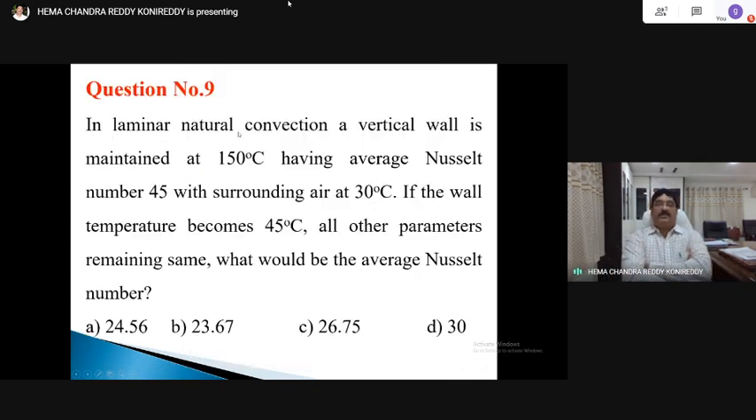In a laminar natural convection, a vertical wall is maintained at 150 degrees centigrade, having average Nusselt number 45. Nu is 45. Vertical plate temperature is 150, with surrounding air at 30. T infinity is 30, plate is at 150. If the wall temperature becomes 45, all parameters remaining same, what would be the average Nusselt number?